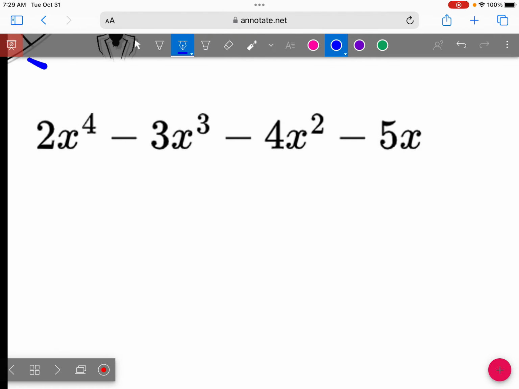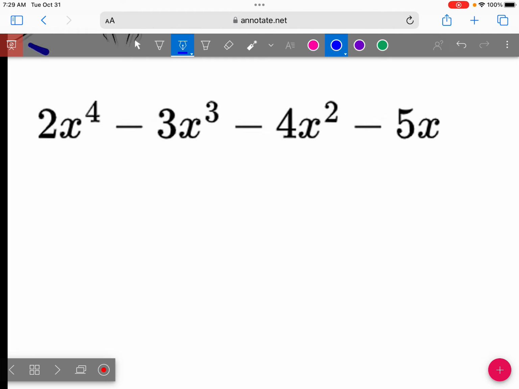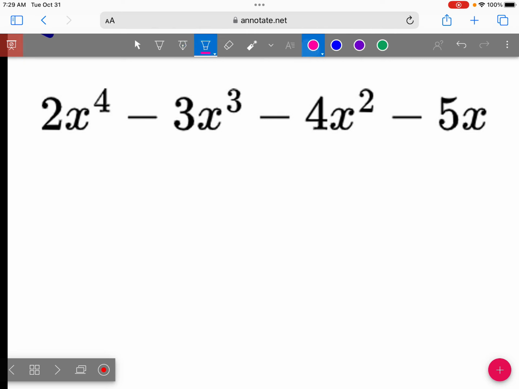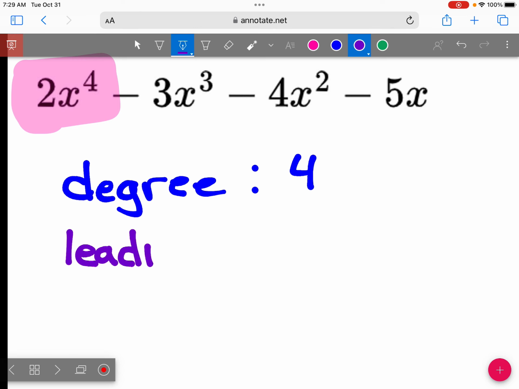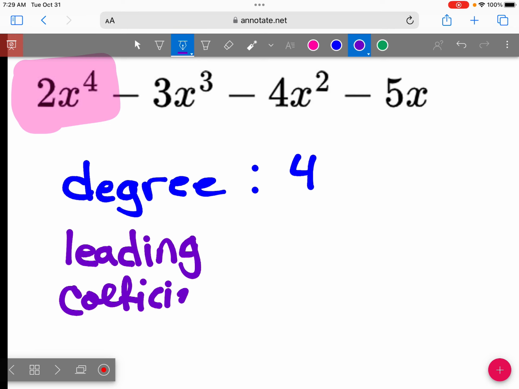There we go. So what we're looking for is which of these terms has our biggest exponent. This guy is going to be the term we're looking at here, 2x to the 4th. So what is our degree? 4. What is our leading coefficient? I'm going to write that out.